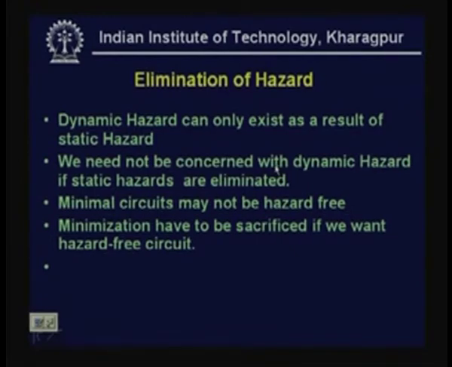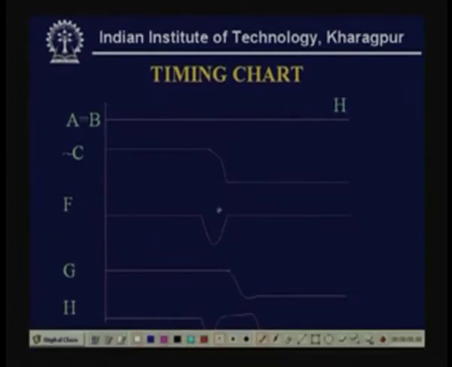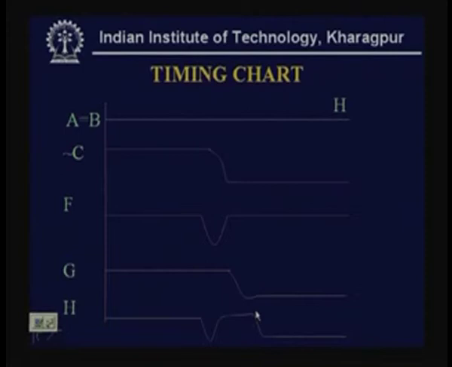So that means in the previous cases, if these glitches are not there, then there will be no glitch in the H also. So in the H also there will be no glitch.